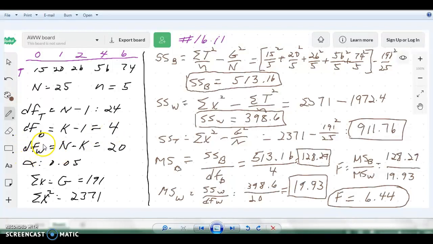And then the degrees of freedom within, this is a statistic that is set up so that it's the total sample space, which was 25, minus the number of categories. So the 25 minus 5 gave us 20.